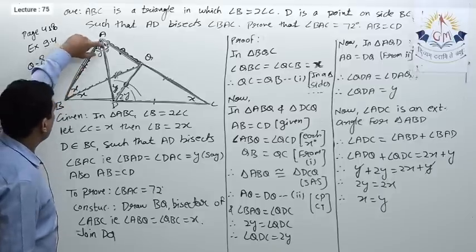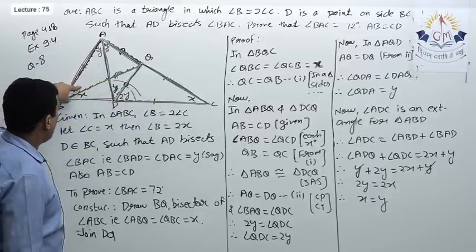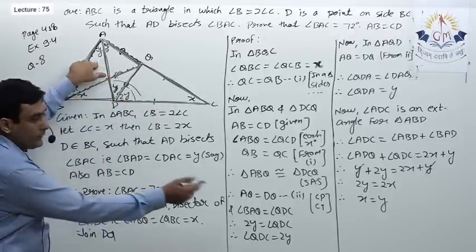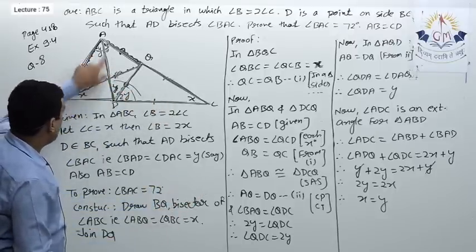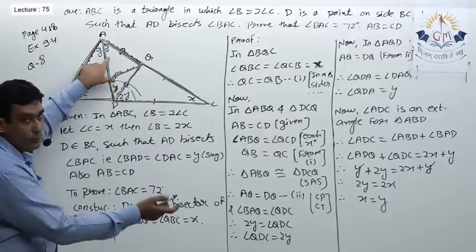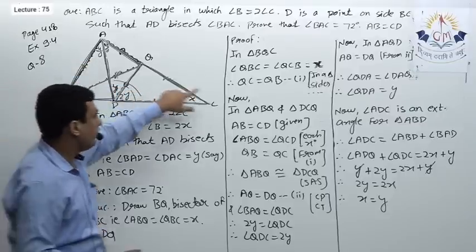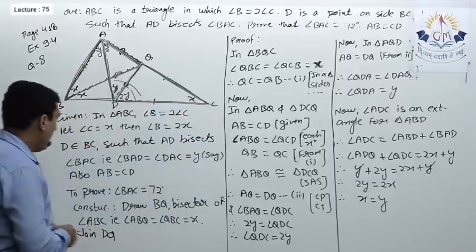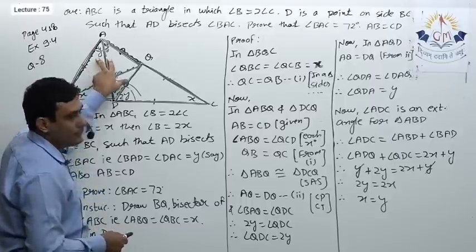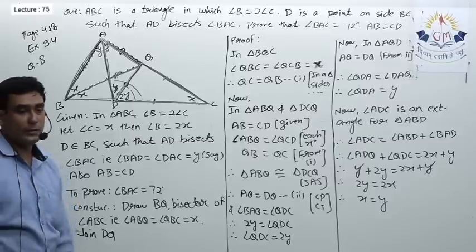Now what I will do: a plus b plus c equal to 180, that is 2y plus 2x plus x equal to 180, but 2y equals 2x because x equals y. So the sum of all angles is 5x equal to 180, that gives you the measure of x, and what we have to find is BAC, that is 2x. So we'll get the measure of that angle as 72 degrees. So note it down.